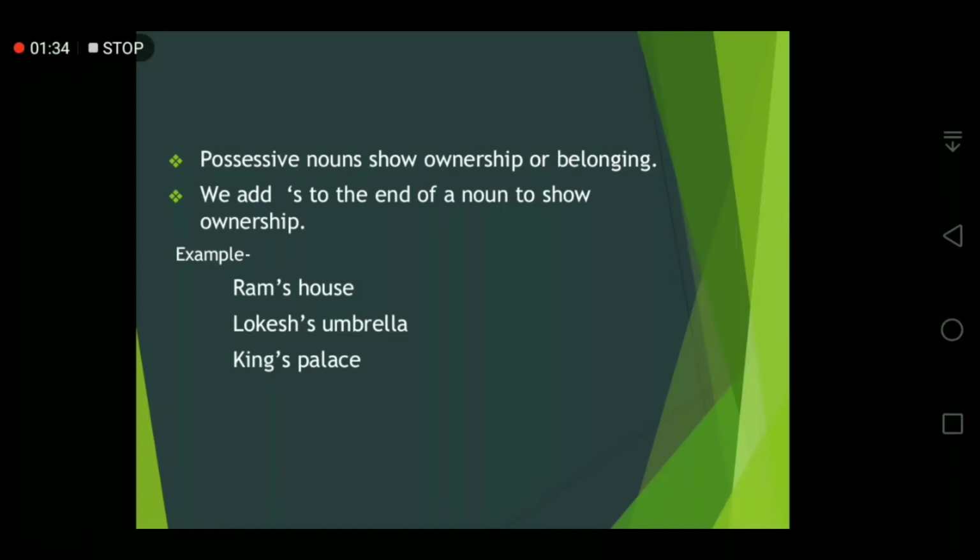Like the examples I have written here: Ram's house, Lucas's umbrella, King's palace. So Ram's house, this house belongs to Ram. Lucas's umbrella means this umbrella belongs to Lucas. King's palace means this palace belongs to King. So possessive nouns show ownership or belonging. We only have to add apostrophe s. That will show who is the owner of the thing.